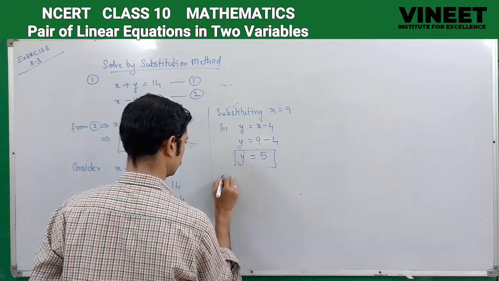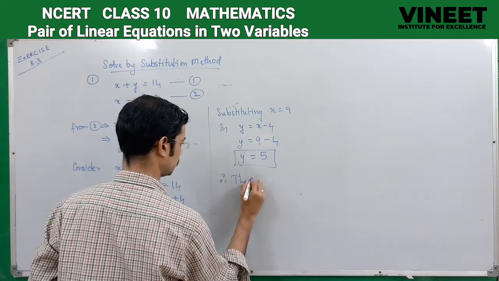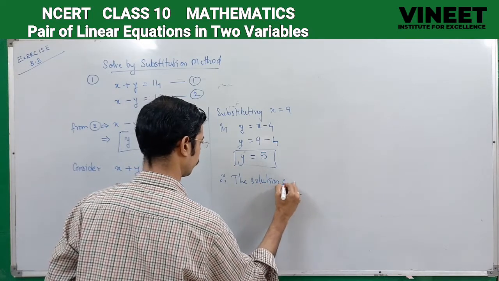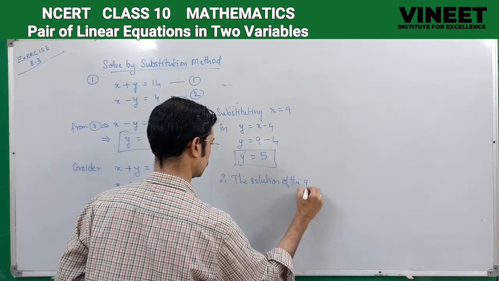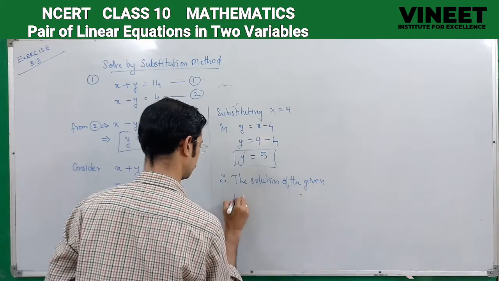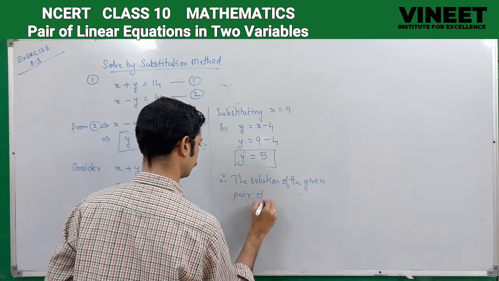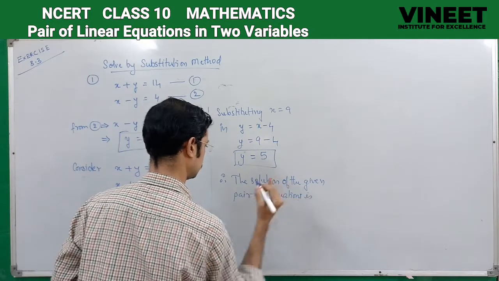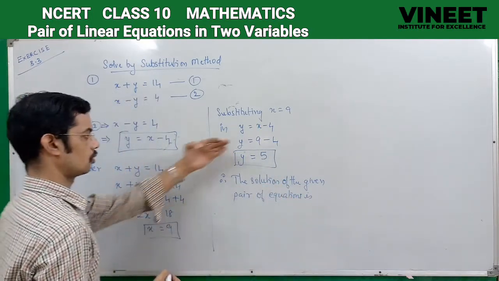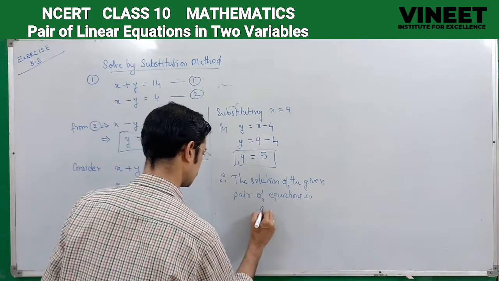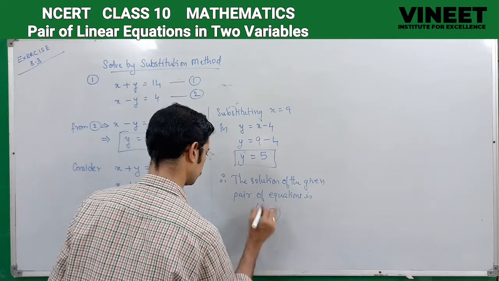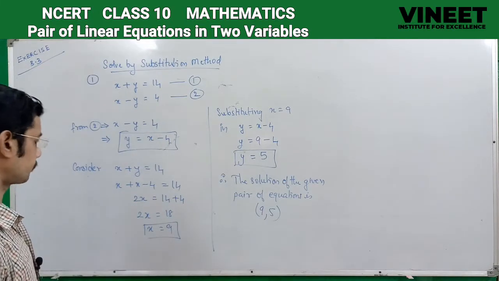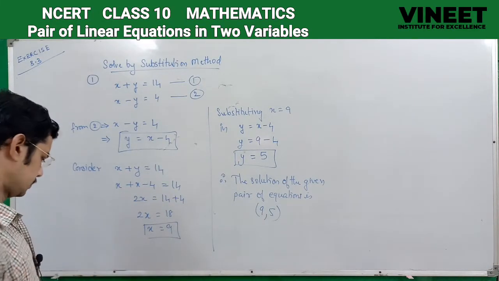Okay, so therefore the solution of the given pair of equations is x comma y, that is 9 comma 5. Okay, this is an ordered pair. It is a point of intersection between the two lines.